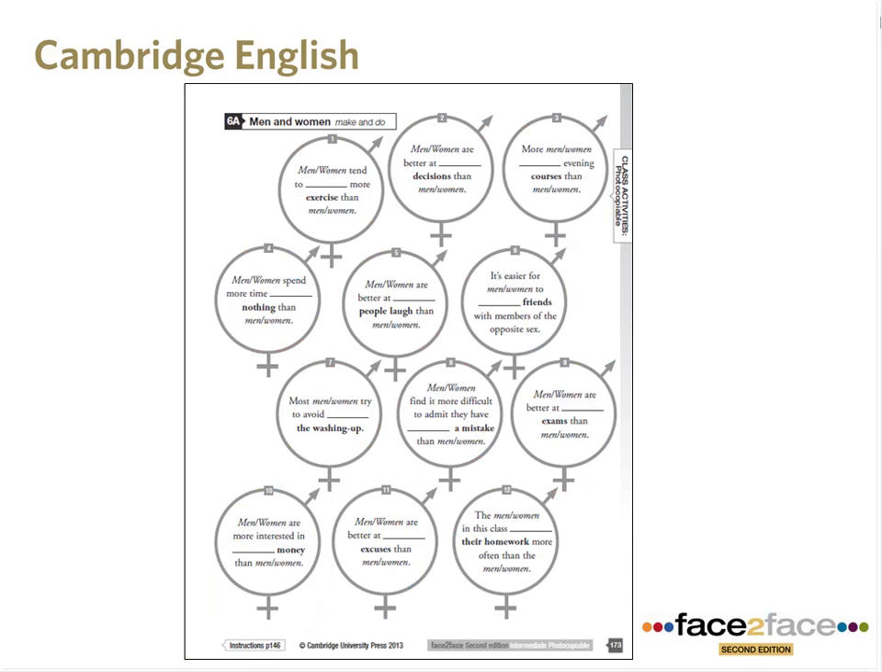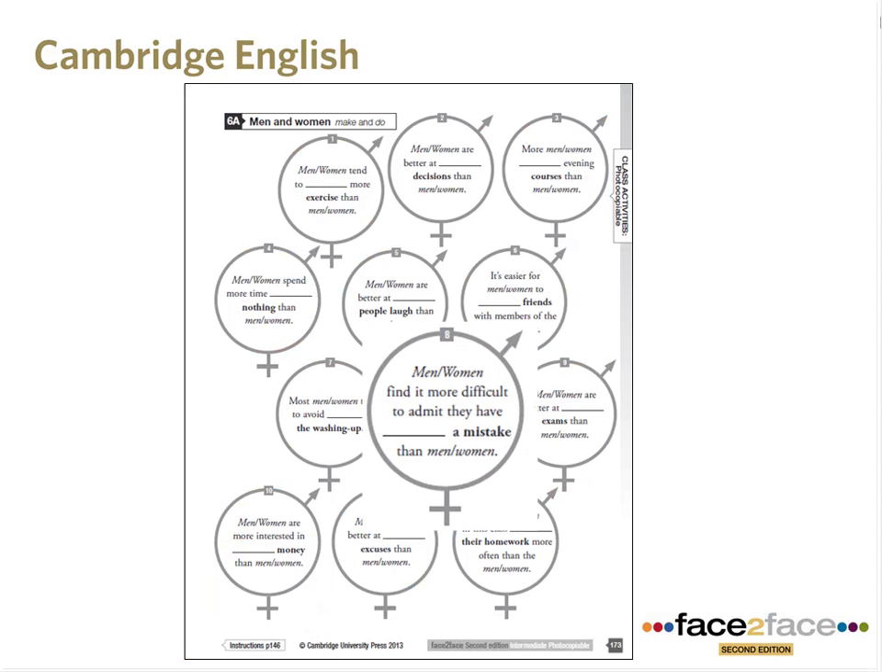Here, first students have to fill in the gaps with the correct form of make and do, then decide if the sentence is true for men or women. For example, what do we fill in the gap in circle 8 here? What's the answer? Can't see. Okay, men or women find it more difficult to admit they have a mistake than men or women. Okay, the correct answer is coming up now, made.